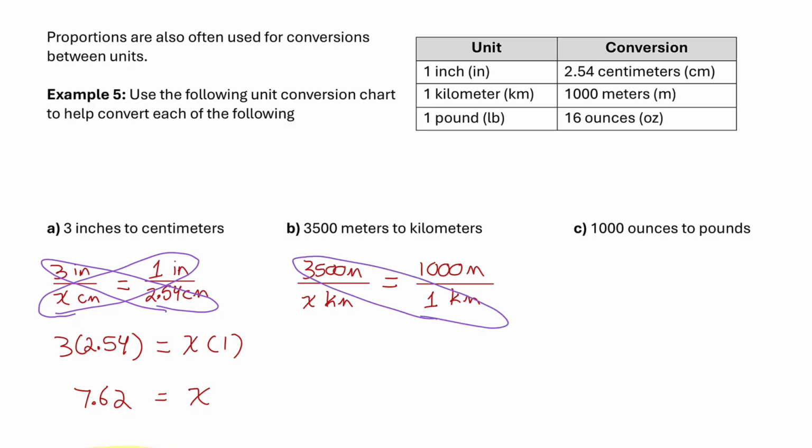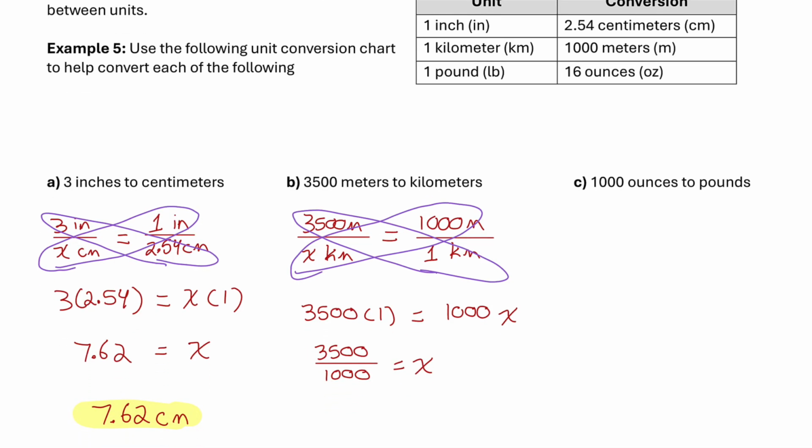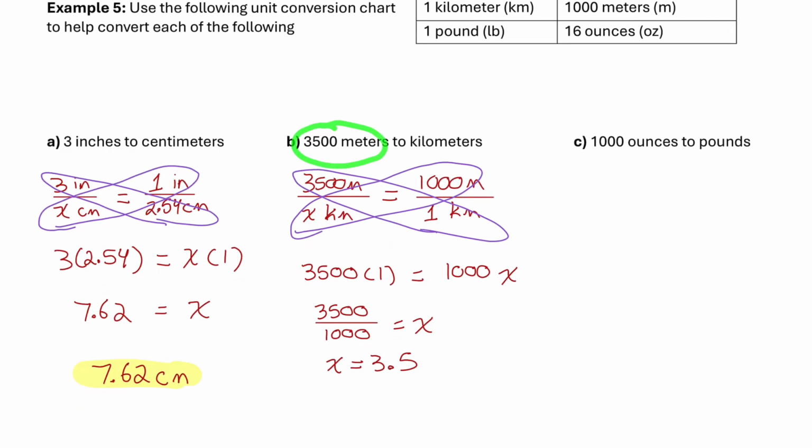That product, 3,500 times 1, would be equal to the product of x and 1,000. And now to isolate the x, I'll have to divide this 1,000 to the other side, which gives me a final answer of x being equal to 3.5. So 3,500 meters is equal to 3.5 kilometers.